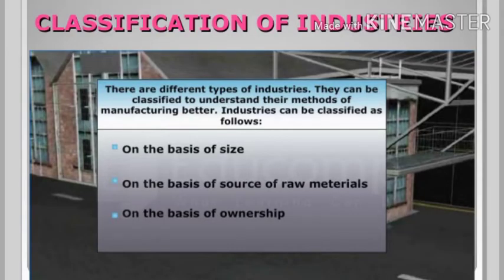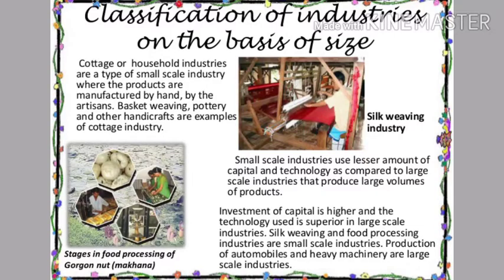First of all, we will see the classification of industries on the basis of its size. When we classify industry on the basis of size, we mainly consider the money invested, the number of people employed, and the volume of production in the industry.